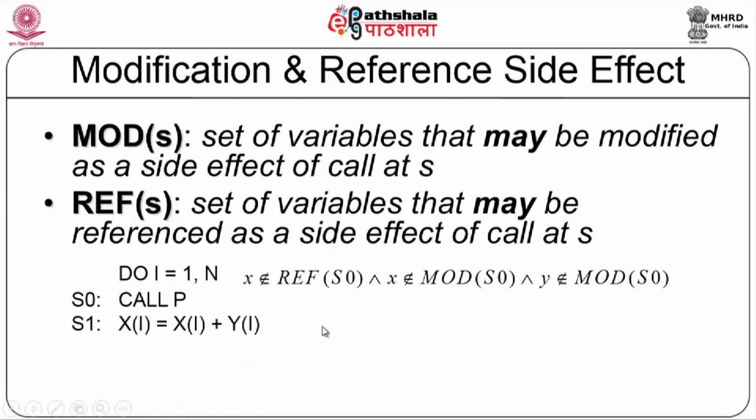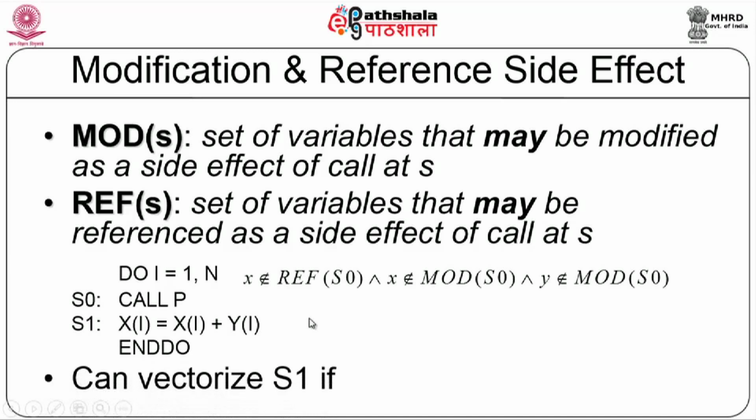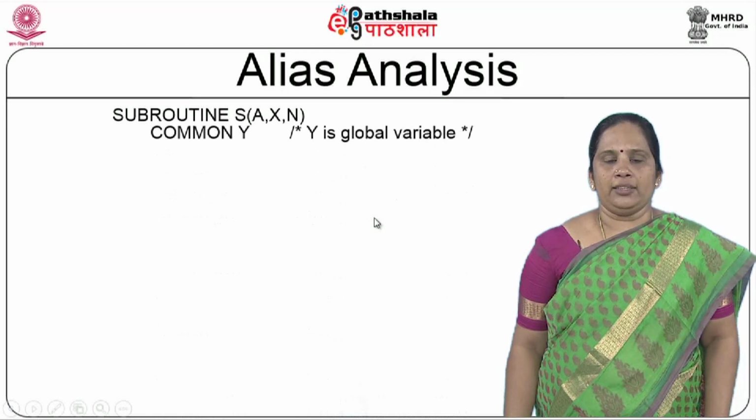So, here x does not belong to reference of s naught, x does not belong to modify of s naught, and y does not belong to modify of s naught. If this is satisfied, then the values of x and y can be used without being affected by the call to p. So, in this case I can vectorize S1.